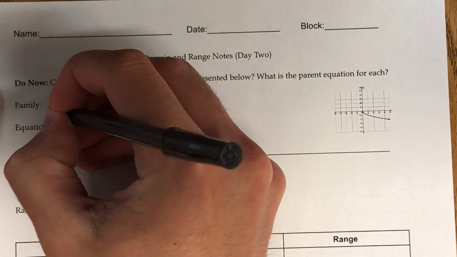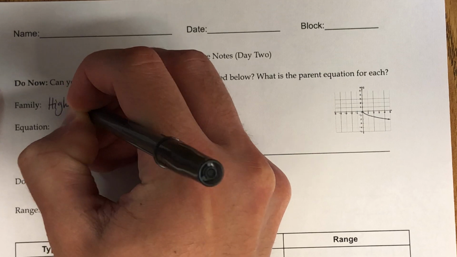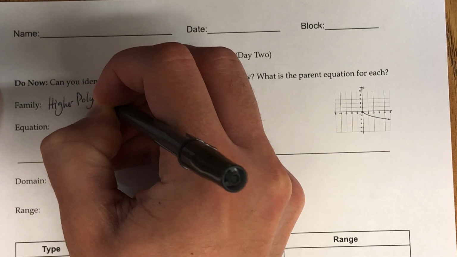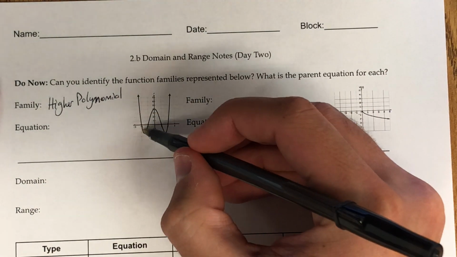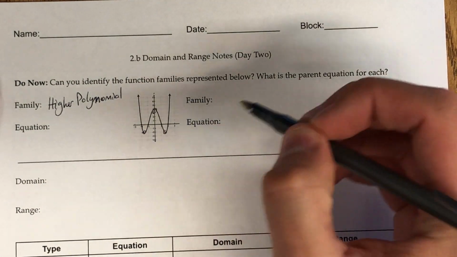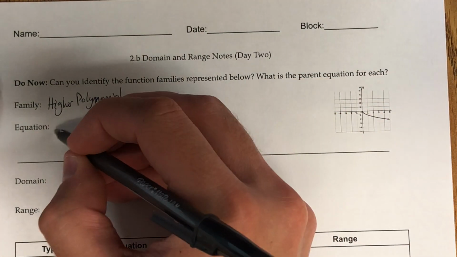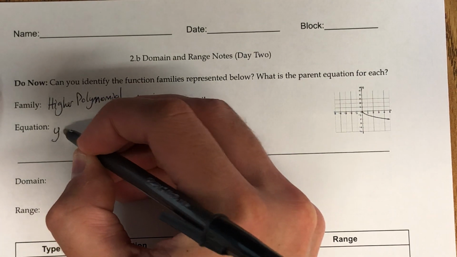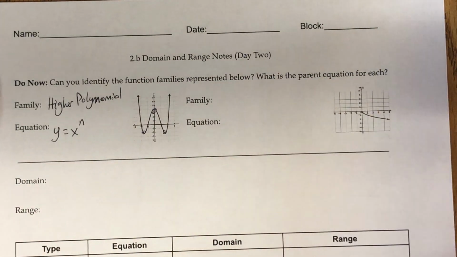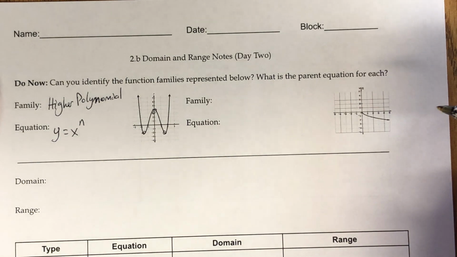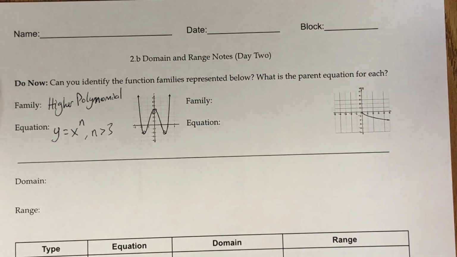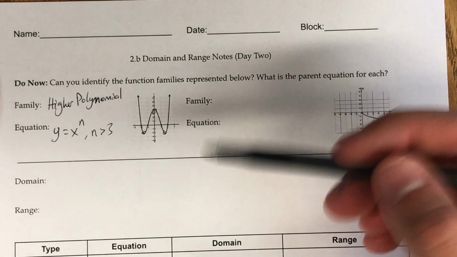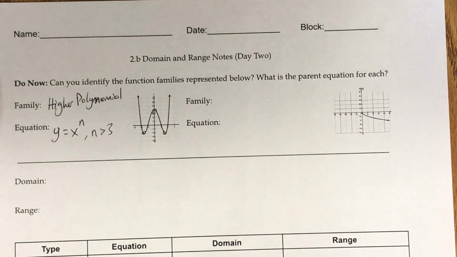function family here, we would call this a higher polynomial, because it has more than one high-low point. And it would be something along the lines of y equals x to the power of n, where that n, remember, is always larger than 3. If it's 2, it's quadratic. If it's 1, it's linear. So n's got to be greater than 3.